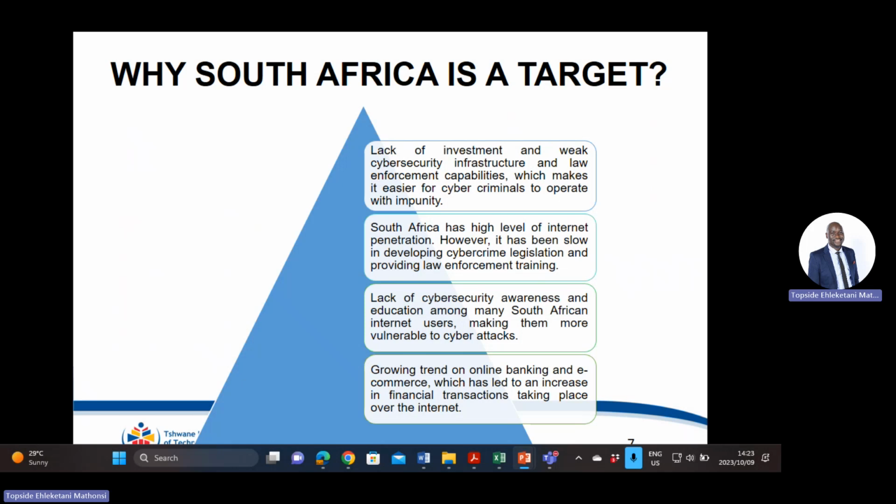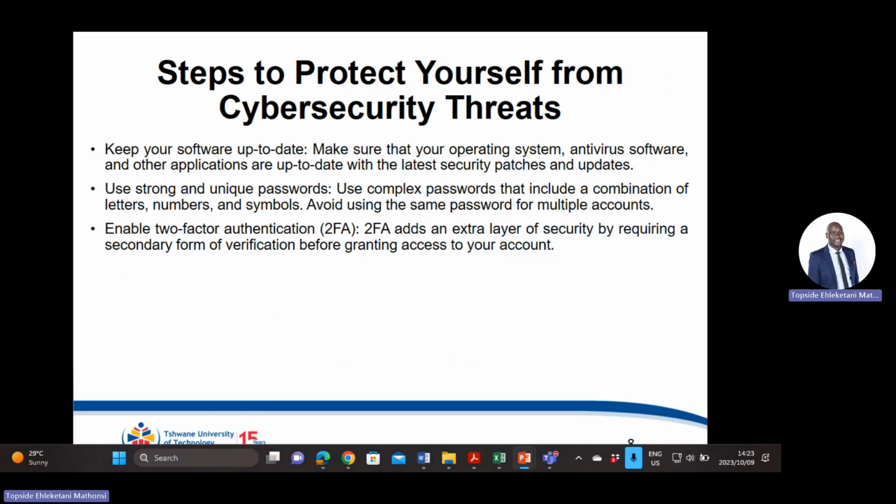So these are some of the reasons that make South Africa become one of the targets in the world. What are some of the steps that you can use to protect yourself from these cybersecurity threats? The first one, you need to make sure that you keep your software up to date. This includes your operating system, your antivirus software, and any other applications that you are using on your computer or on your cell phone. Please ensure that you always update it so that you get the latest security patches and updates that can help protect your devices.